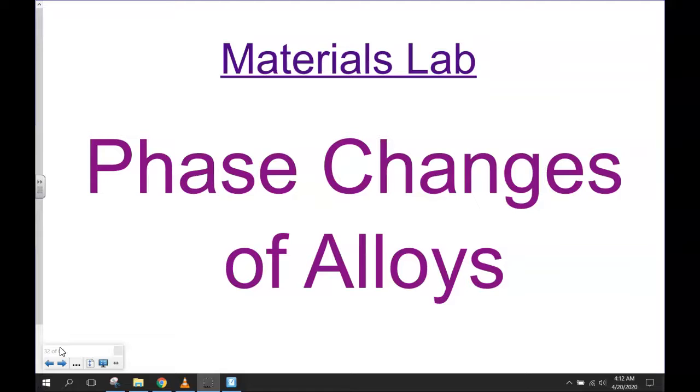We have talked about phase changes. We talked about them at the beginning of the year. You should have seen them in physical science when you were younger. You have a background in them. You know how phase changes happen, except now we're going to talk about alloys because they don't happen in the same way.